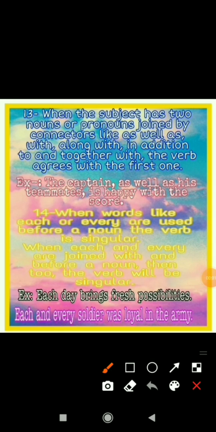So these were some rules which you have to follow when you have to make your verb agree with the subject, and without knowing these rules you will not be able to make your verb agree with the subject. So this was lesson 7 which I have explained to you, agreement of subject and verb. I hope everything is clear to all of you. If any confusion is still there, you can ask me on WhatsApp also.